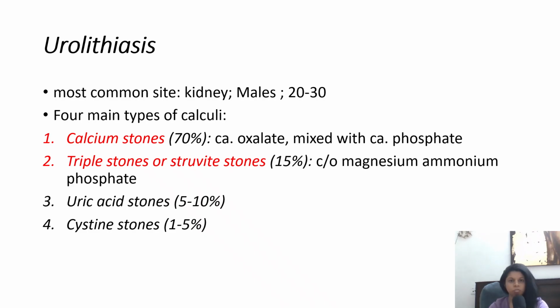and especially in males, and that also in the age group of 20 to 30 years. Four main types of calculi are there: calcium stones, triple stones, uric acid stones, and cystine stones. Most common, at 70 percent, are calcium stones, which are mainly formed by calcium oxalate with a mix of calcium phosphate. Then there are triple stones or struvite stones, which constitute 15 percent, and they are comprised of three things, that is why triple: magnesium, ammonium, phosphate. Then you have uric acid stones and cystine stones, which are less common.